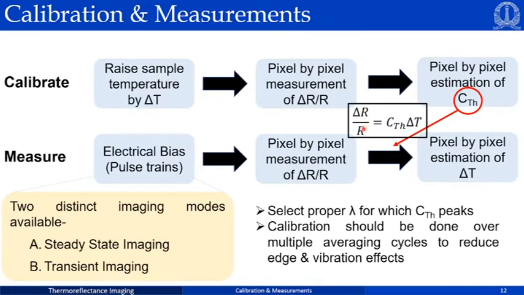Okay? And so if you know delta R by R, in order to get C, you have to know delta T, right? Then only you have two known values, and you can then extract the unknown value. So how do you make delta T known? You have to raise the sample temperature by a known amount. How do you do that?